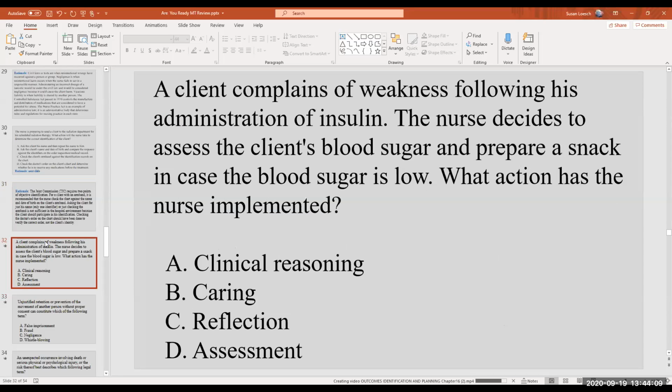Okay, a client complains of weakness following administration of insulin. The nurse decides to assess the client's blood sugar and prepare a snack in case the blood sugar is low. What action has the nurse implemented? Clinical reasoning. Okay, good. Clinical reasoning. Anybody not understand that?